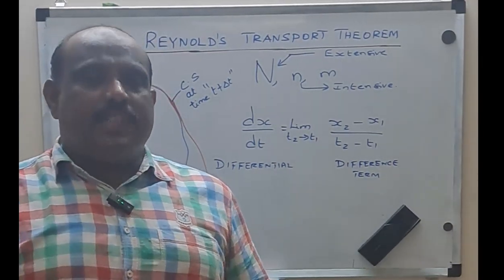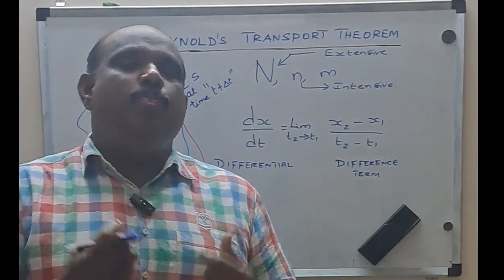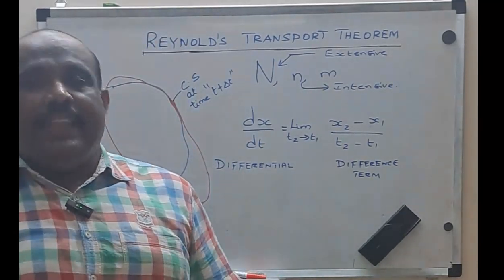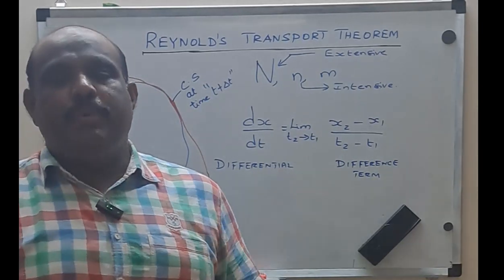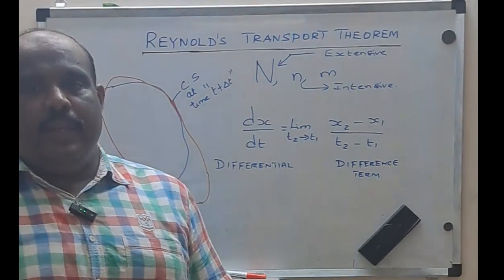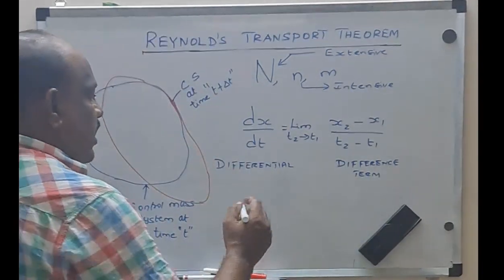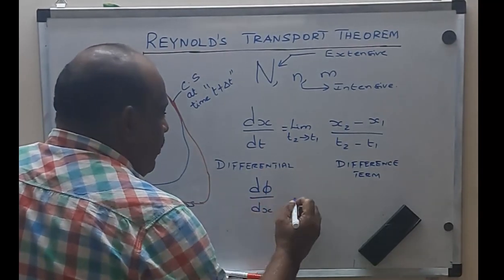So the idea is that the difference between t1 and t2 should be negligibly small such that it approaches 0, but not 0. Then I can tell (x2 minus x1) by (t2 minus t1) as dx by dt. Otherwise, if I have d phi by dx, how can I write this d phi by dx?